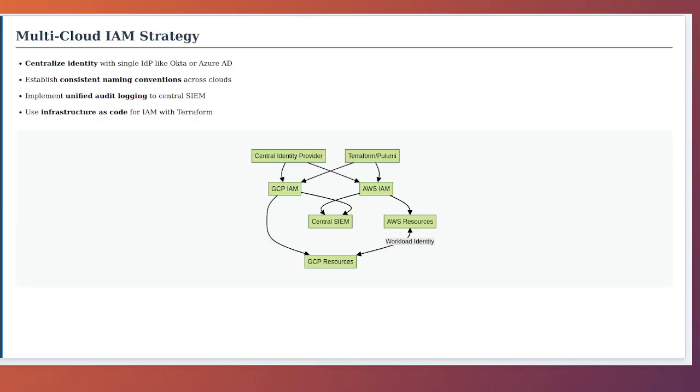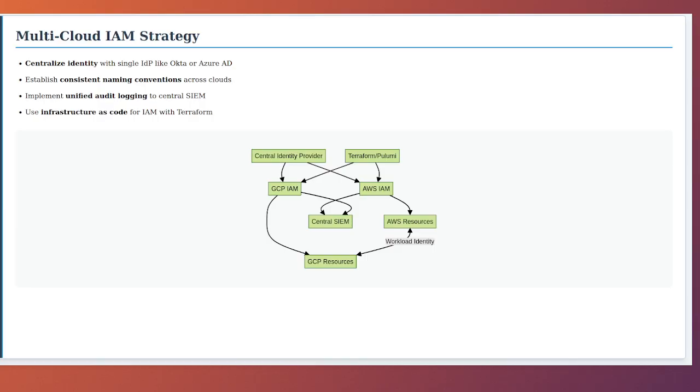Third, implement unified audit logging. Send CloudTrail logs from AWS and Cloud Audit logs from GCP to a central SIEM or logging platform. This allows you to correlate activities across clouds and detect suspicious patterns that span both environments.